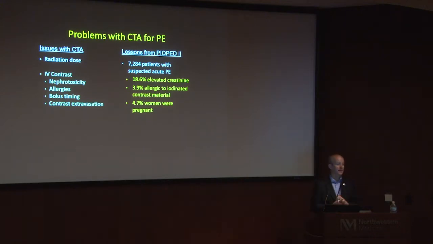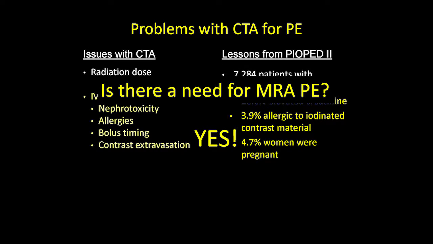And then if you look at the data from the PIOPED-2 study, which looked at over 7,000 CTA studies, there was not an insignificant number of patients in whom other imaging modalities would be beneficial. So there is definitely a need for alternative imaging strategies in patients suspected of PE. And so I think those are the patients that we're targeting for MRA.